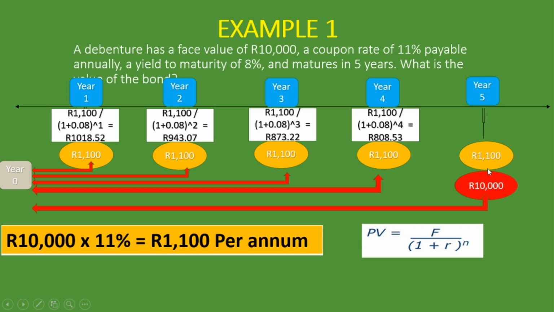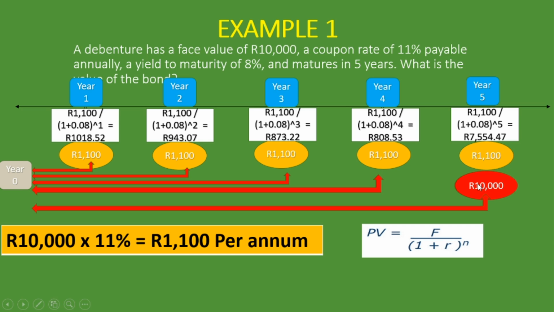Now at year 5, what do we do? Remember, we're not only receiving the 1,100 at year 5, we're receiving the 1,100 and the face value of the debenture of 10,000 rand. We're receiving both 1,100 plus the 10,000 rand. So I'm going to discount both at once, the 10,000 plus the 1,100, and we discount them to year 0. So we'll take 1,100. Sorry, it's not supposed to be 1,100. It's a typo. It's supposed to be 11,100 divided by 1 plus 0.08 to the power of 5, and we get an amount of 7,554 and 47 cents. Now we've just discounted all the cash flows to year 0.